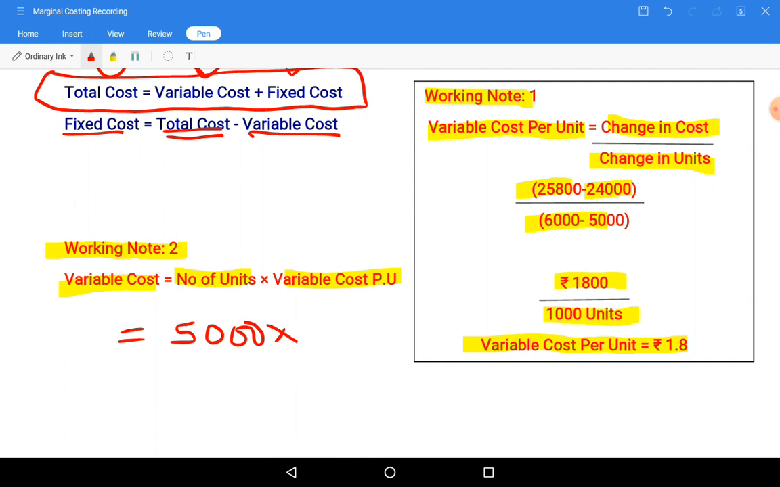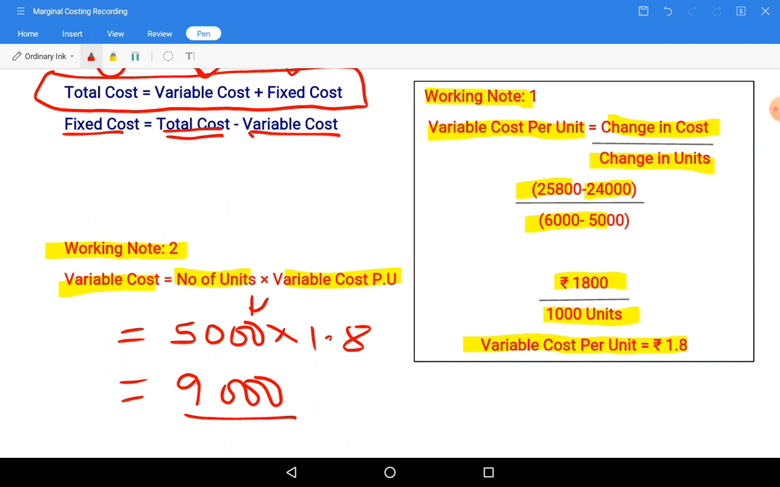So 5,000 units into 1.8. How much is it? 5,000 into 1.8 is 9,000 rupees. So my variable cost is how much? My variable cost is 9,000 rupees at 5,000 units.